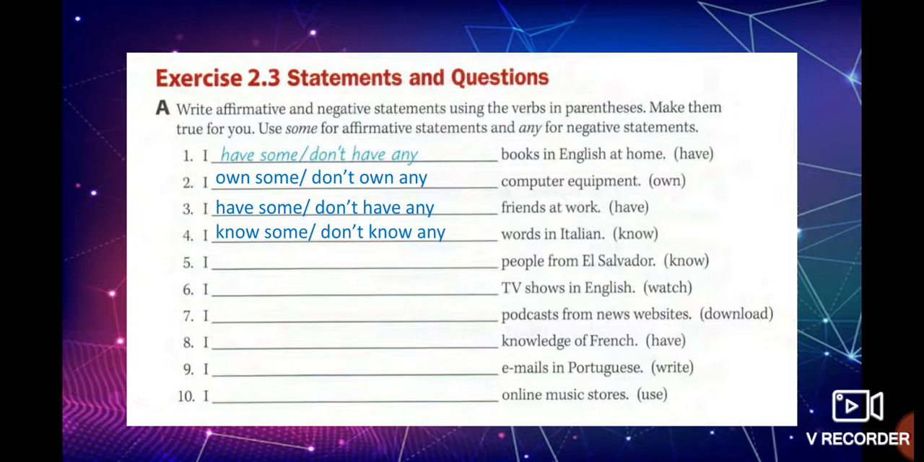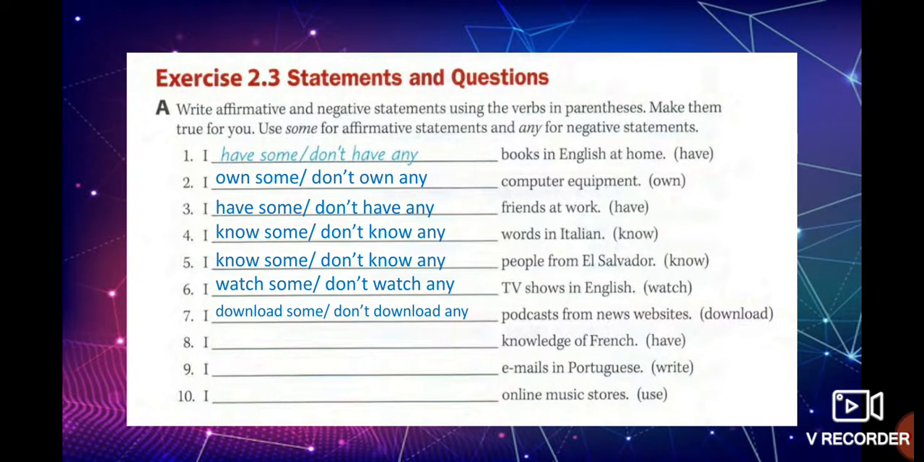Then we have number five. Affirmative statement, I know some people from El Salvador. In negative, I don't know any people from El Salvador. Okay, number six. I watch some TV shows in English. I don't watch any TV shows in English. Yes? Okay, number seven. I download some podcasts from news websites. In negative statement, I don't download any podcasts from news websites.